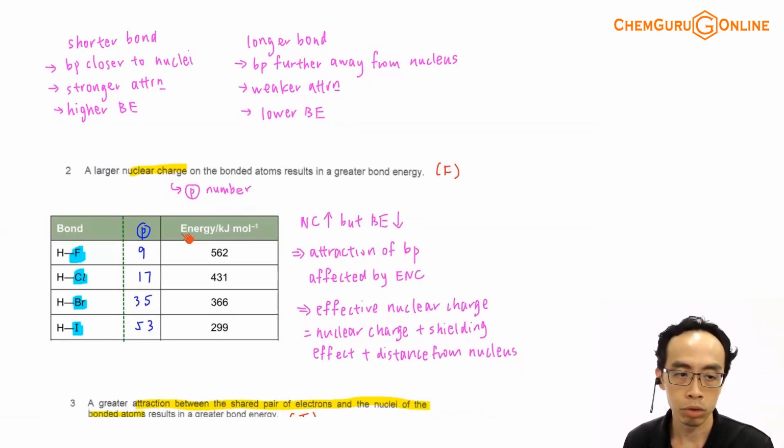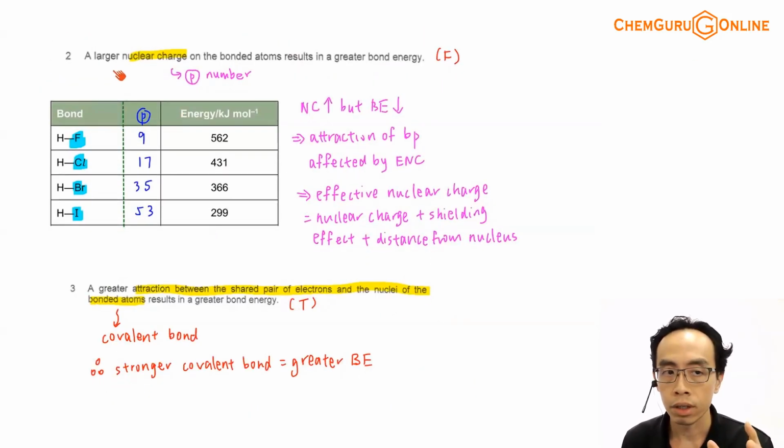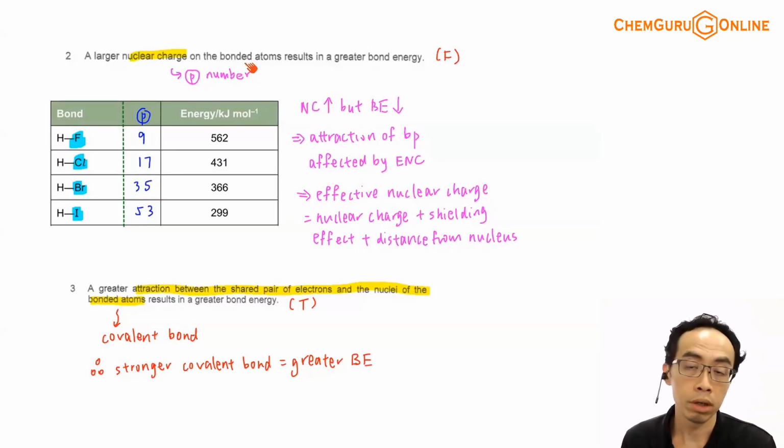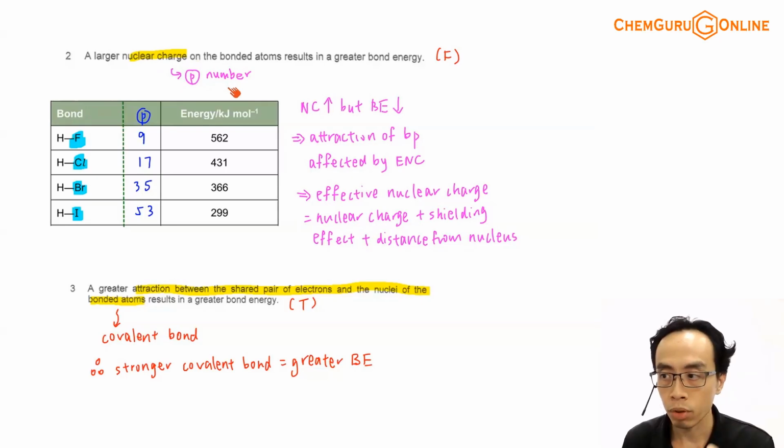Now, how about statement number 2? Statement number 2: a larger nuclear charge on the bonded atoms will result in greater bond energy. So is that true or not? Now, we have to be careful in terms of the difference between nuclear charge and effective nuclear charge. Nuclear charge is purely based on the number of protons, because the nuclear charge is just based on the charge of the nucleus. If I have more protons, then I'll have a bigger nuclear charge. And by right, when you have a bigger nuclear charge, I will be able to attract the electrons more strongly.